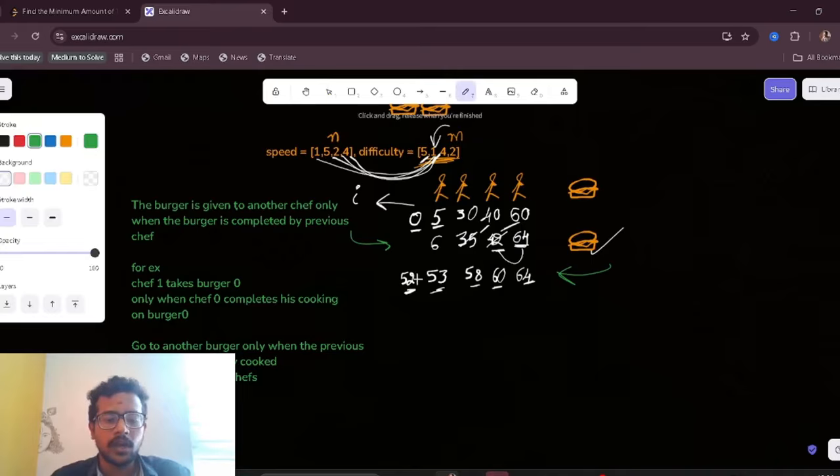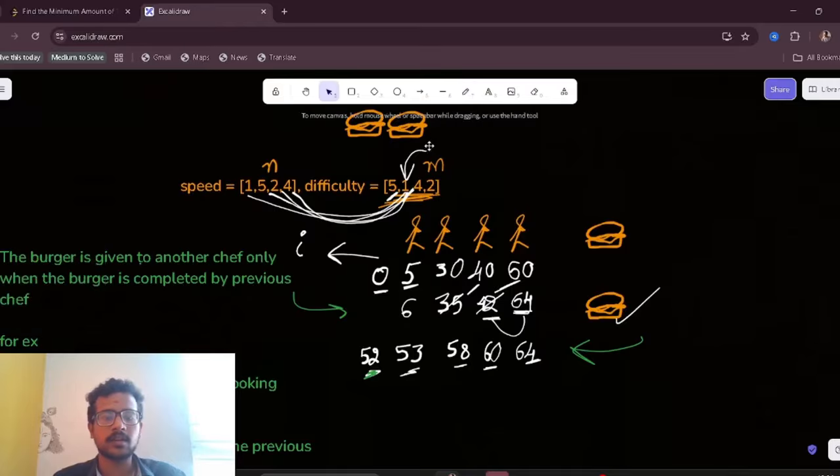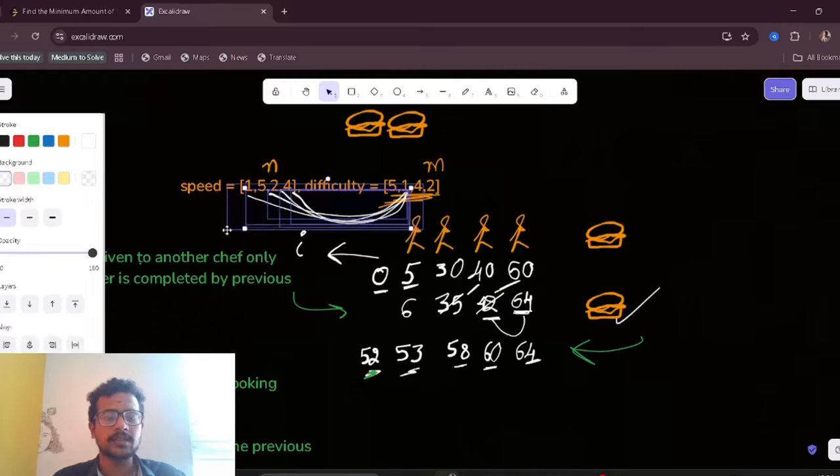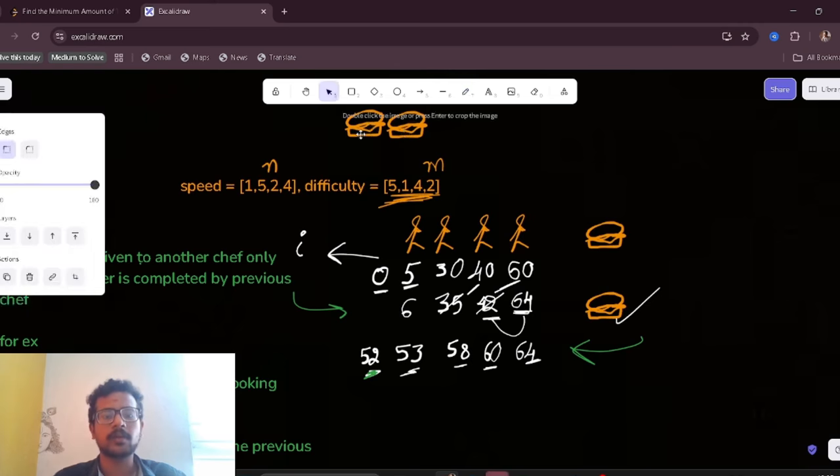So now from 52 this person starts cooking. Chef 0 starts cooking from 52 to 53, and then 53 to 58 by chef 1, and 58 to 60 by chef 2, and then 60 to 64 by chef 3. Now another thing which we need to do is this, considering this 4. Now let me consider that again. So here I am taking 4 as the difficulty. So I am taking another burger to be cooked.